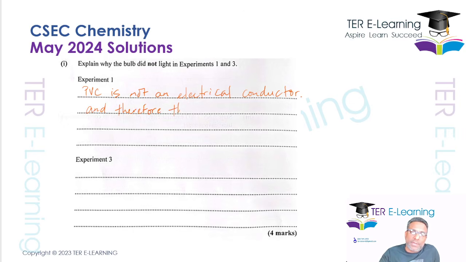Right, there is no complete path. Right, I want to say path, I mean PATH. Path to form a circuit for the bulb to light. So those of you doing physics will know that's an open circuit here, right? All right, so that's experiment 1.